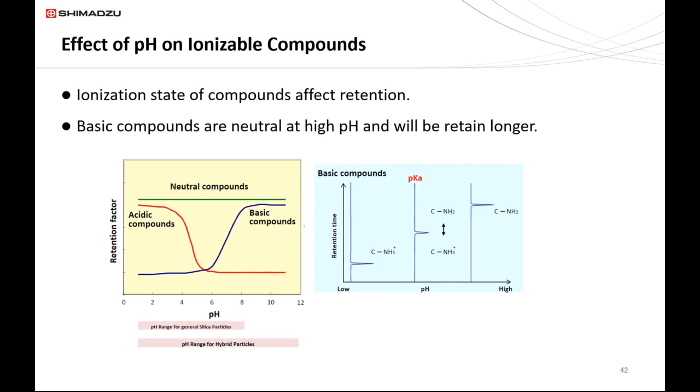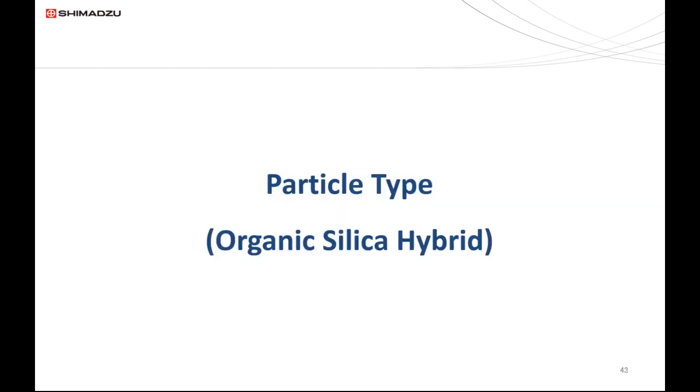However, the stability of fully porous silica particles is generally limited at higher pH. This is where organic silica hybrid particle columns have the advantage. And this brings us to our organic silica hybrid column, our Shimpact Scepter series.